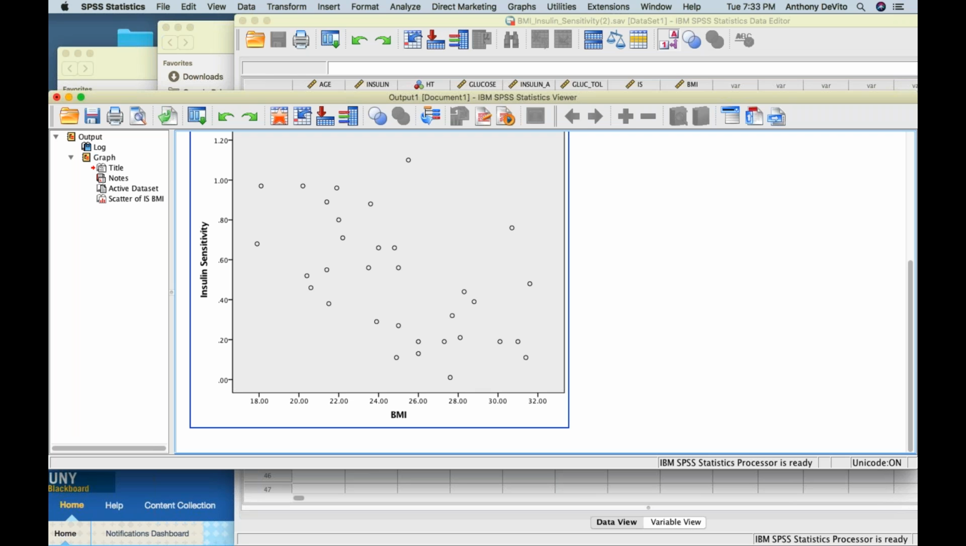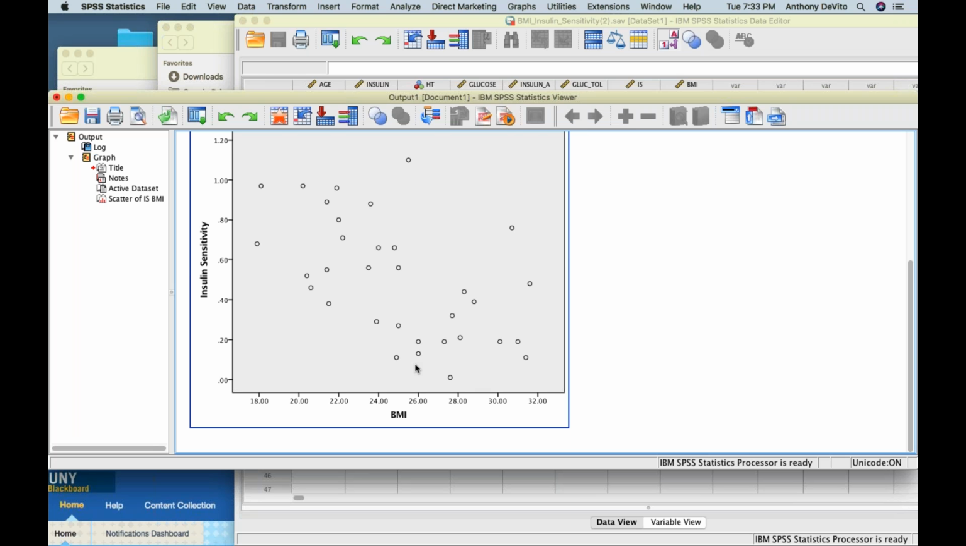In other words, people with the same BMI, like in the middle here, these people over here, 24, all of these guys have the same BMI. Look how much variability there is in their insulin sensitivity. So it looks to me like there's going to be a significant correlation. It may not be a real strong one, though.